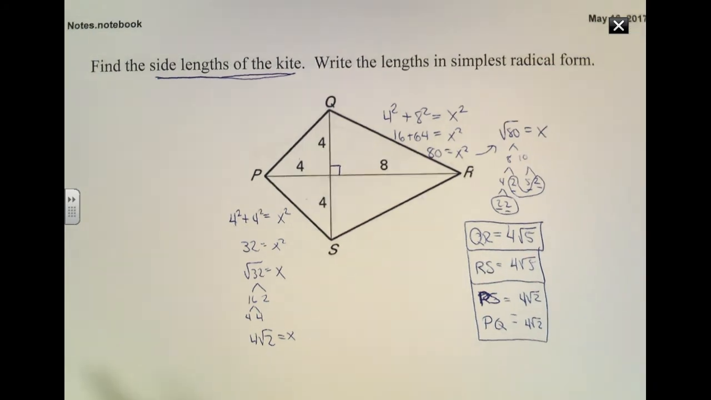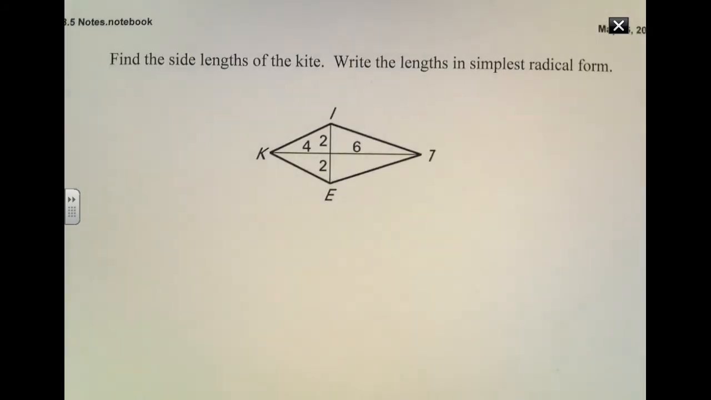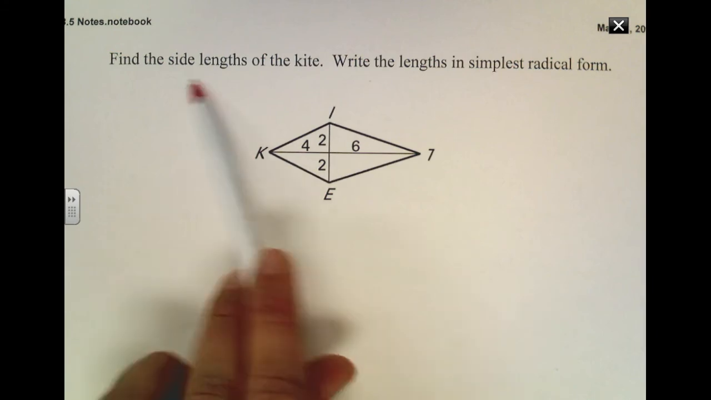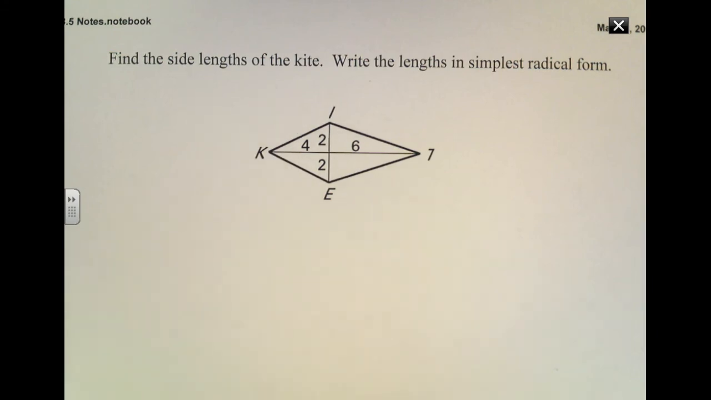As the last question for you to do in this video lesson, I would like you to also take this kite in the last question and find its side lengths. Again, press pause and complete the problem. When you're done, press play to see the results.